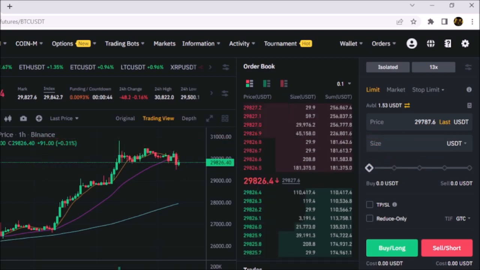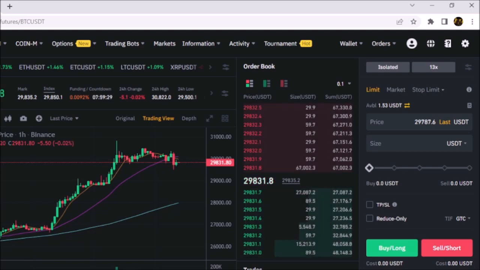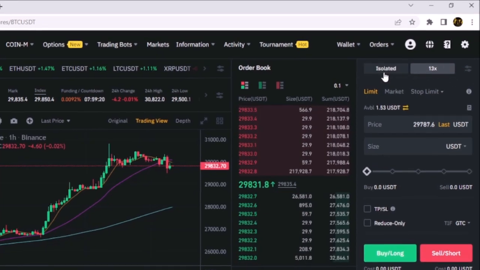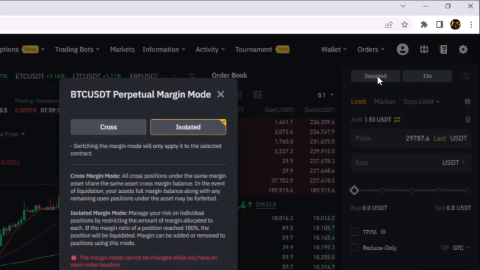Leverage means you're borrowing money from the exchange that you're using to add to the capital that you have, so that you can maximize your profit. When you come on any exchange that you're going to use, you'll find two things. Sometimes they can differ depending on which exchange you're using. There will be isolated or cross.